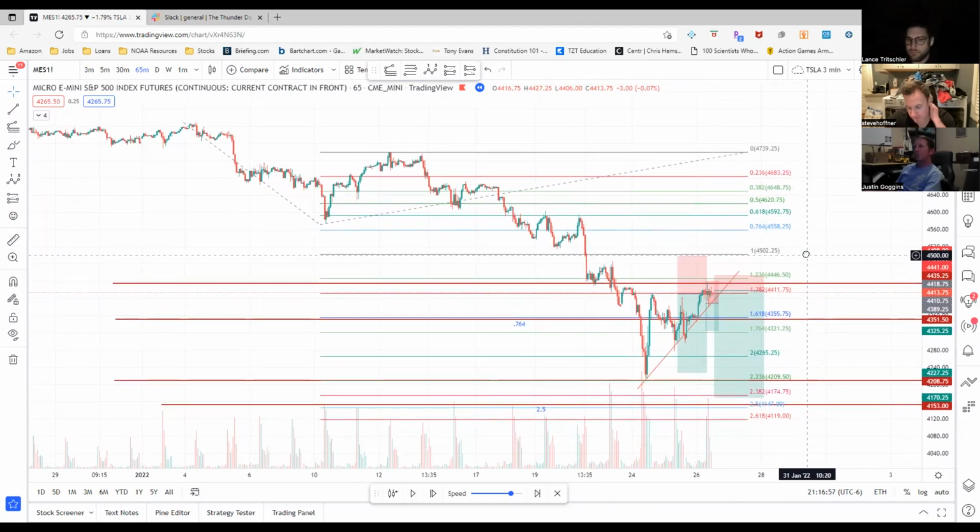Sorry, just one. I just want to type this so I don't ever forget. So the extensions are 1.6, 1.8, and 2. The retracements are which ones? Retracements are, so get rid of this real quick for me, Justin, please.